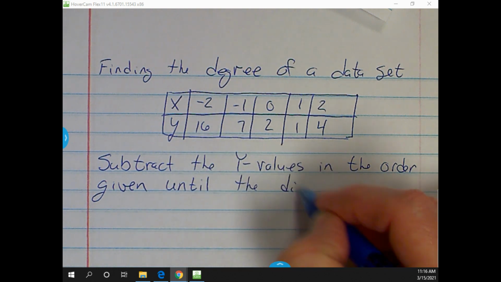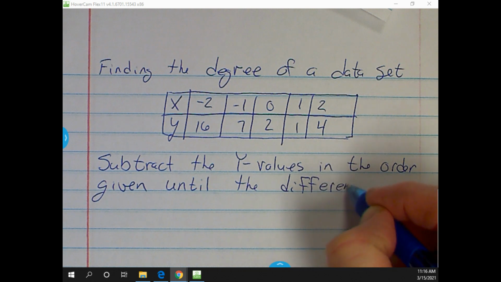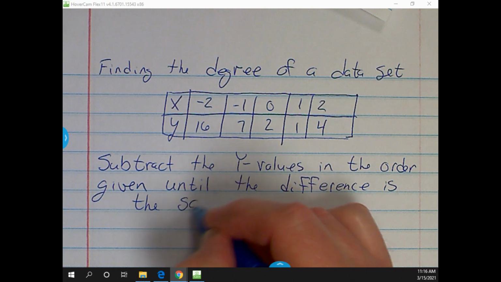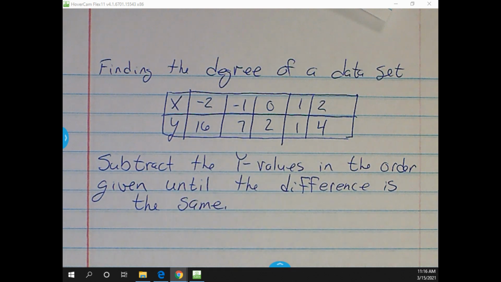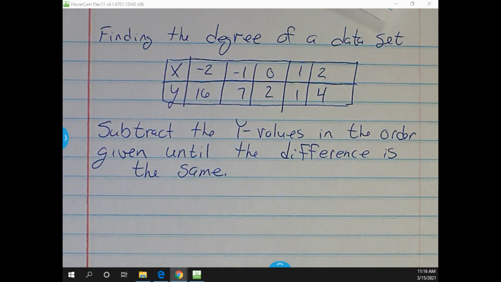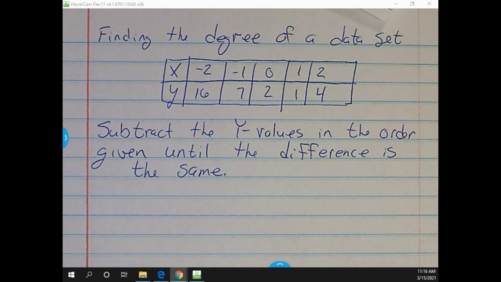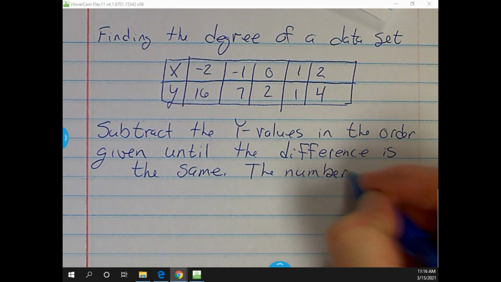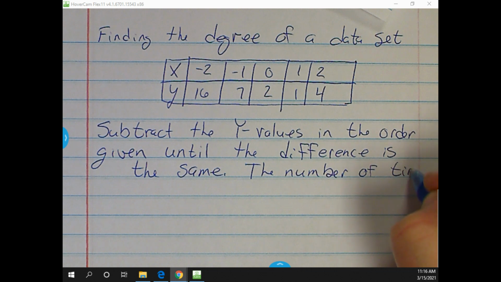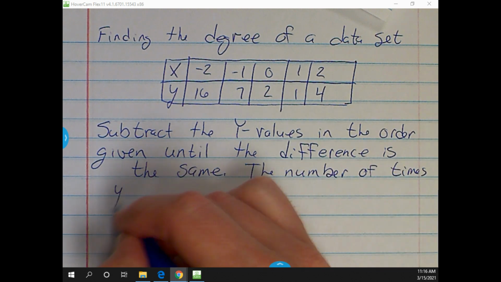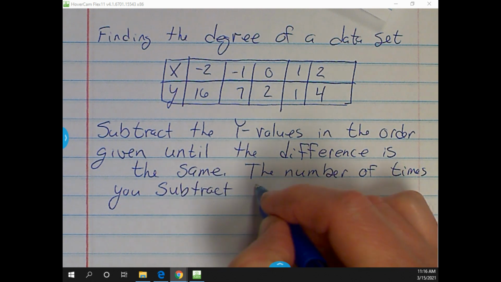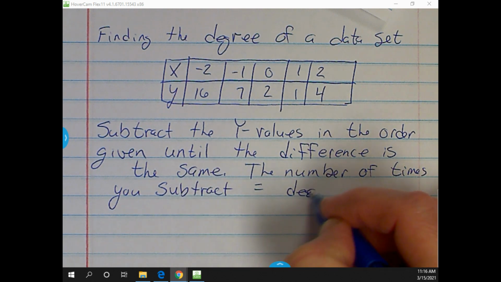until the difference is the same. And the number of times that you subtract that's equal to the degree.